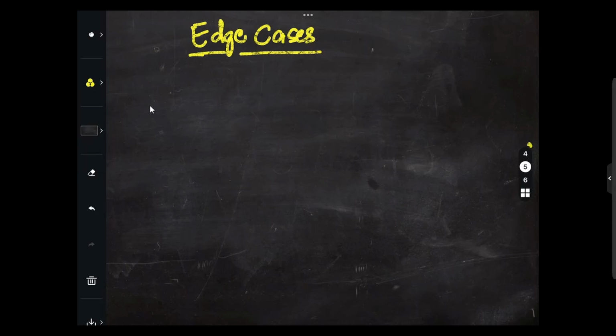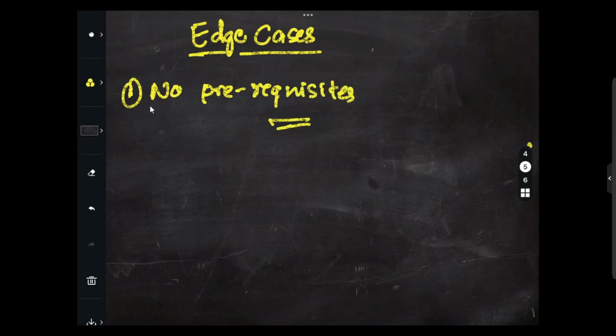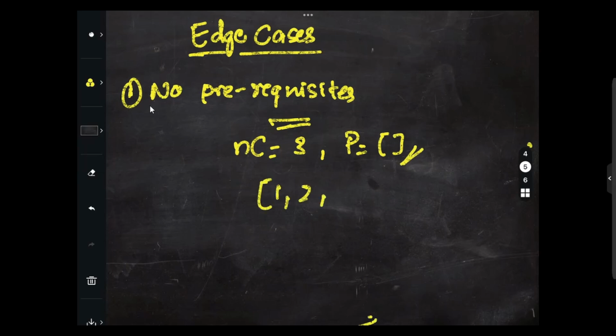Next, let's start discussing the edge cases one by one. The first edge case we are going with here is no prerequisites. No prerequisites means independent courses, right? So here the input will be number of courses, I'll just consider 3. Prerequisites, nothing. The output here will be 1, 2, 3.